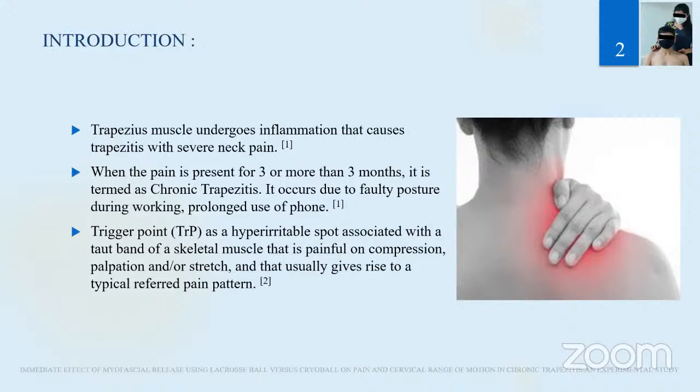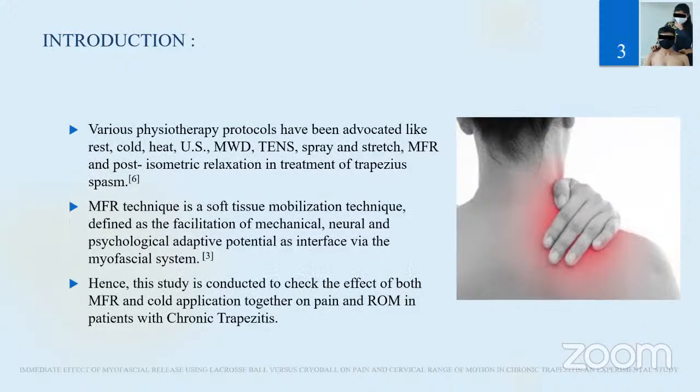Trigger point is a hyper-irritable spot associated with a taut band of skeletal muscle that is painful on compression, palpation or stretch, and it usually gives rise to a typical referred pain pattern. For trapezitis, various physiotherapy protocols and modalities have been administered, like rest, cold pack, heat pack, ultrasound, microwave diathermy, TENS, spray and stretch, myofascial release, and post-isometric relaxation. Myofascial release is a soft tissue mobilization technique which is the facilitation of mechanical, neural, and psychological adaptive potential as an interface via the myofascial system.